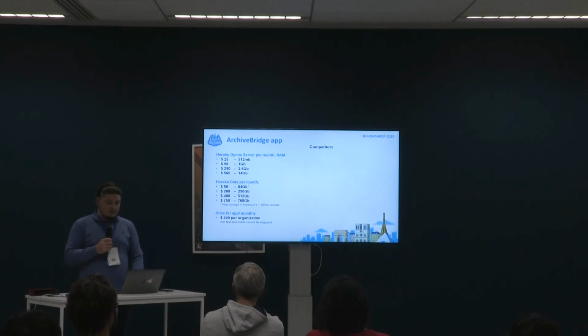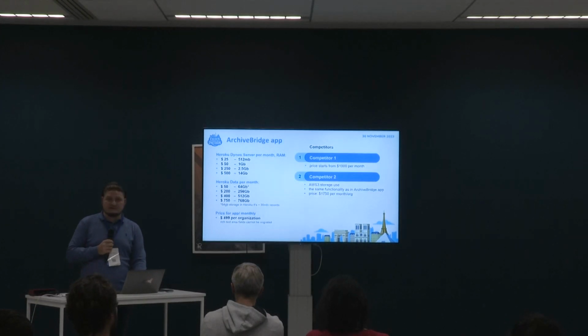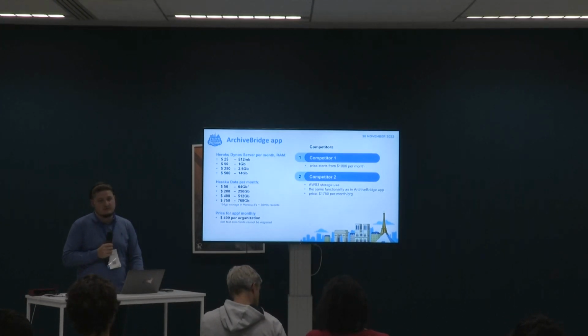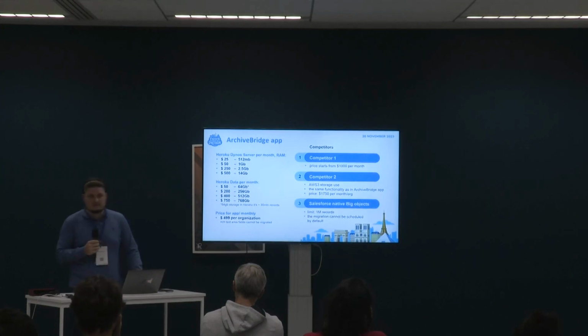If we check competitors, competitor 1 has prices starting from $1,000 per month. Competitor 2 offers the same functionality but uses another database, AWS, and the cost is $1,750 per month. And we also have Salesforce native big objects. In that case, the limit is 1 million records, and the migration can be scheduled. That's the limitation.